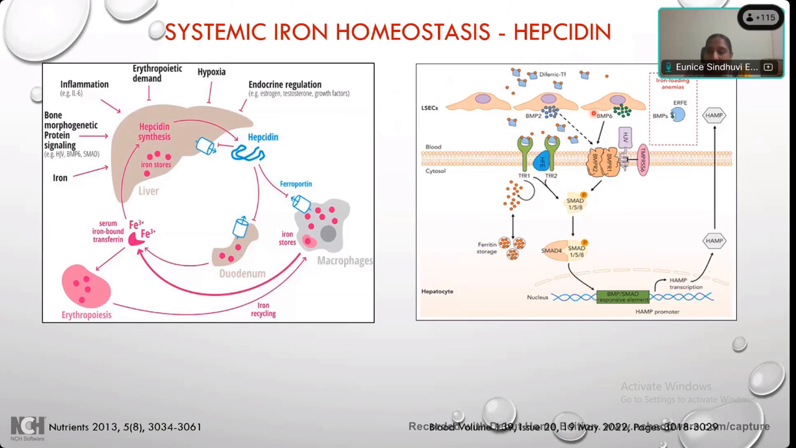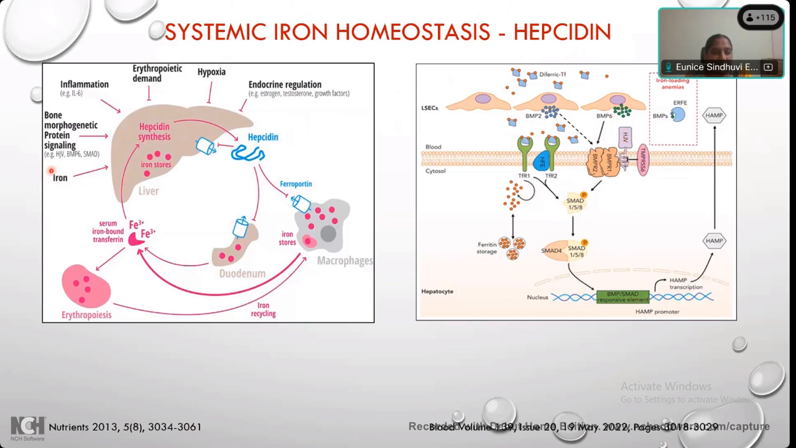The other way is through the BMP6 and BMP2 signaling. It is not clearly understood how this increased iron induces BMP, but these BMP molecules bind to the BMP receptor, and hemojuvelin is a cofactor for these receptors, and they stimulate the same SMAD pathway and then lead to hepcidin production.